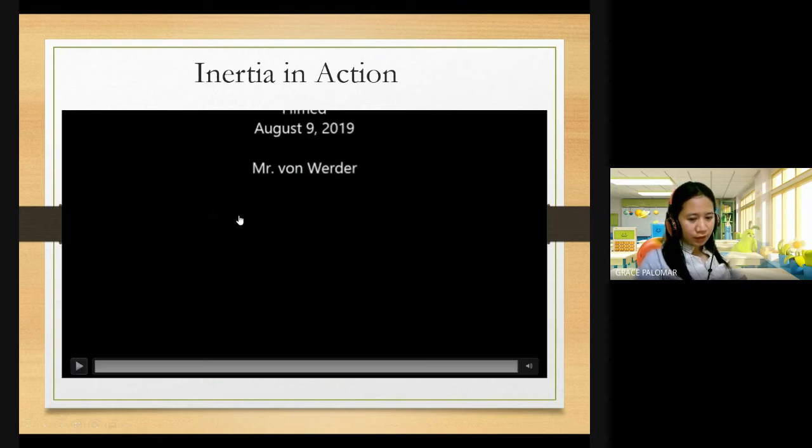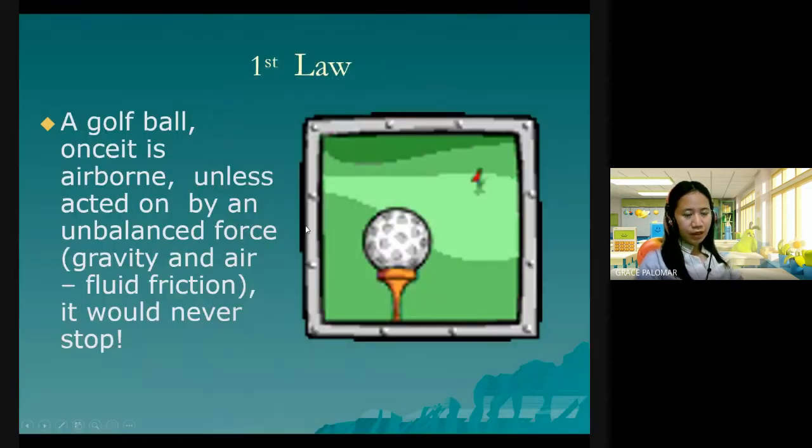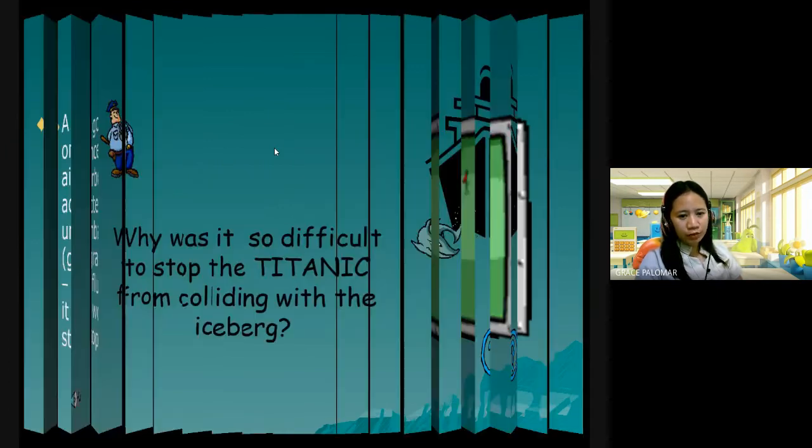Next, we also have the first law. Another example, a golf ball, once it is airborne, will continue to be airborne unless acted on by an unbalanced force, that is gravity and air, known as fluid friction, and it will never stop.